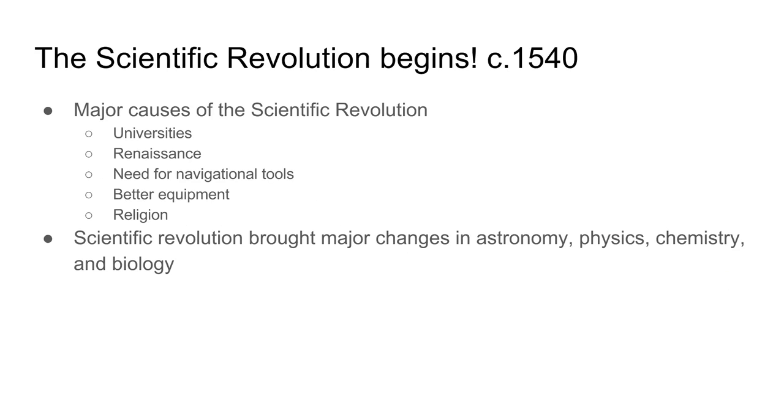It begins around 1540, which is generally the accepted beginning date. And the major causes of the scientific revolution are, first, the rise of universities. If you will recall, after the Black Death in Europe, you have all these new universities, which gives a place for these astronomers, physicists, and mathematicians to learn and to produce information.